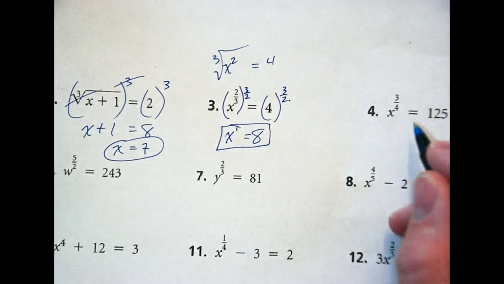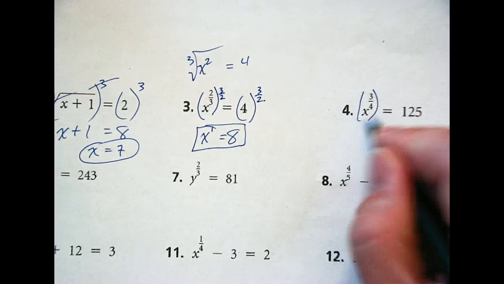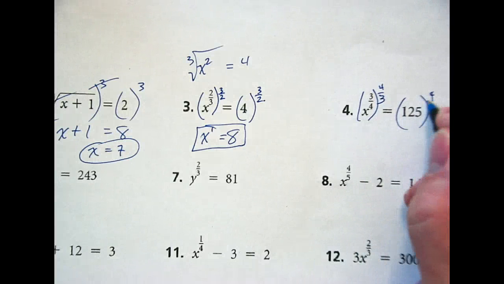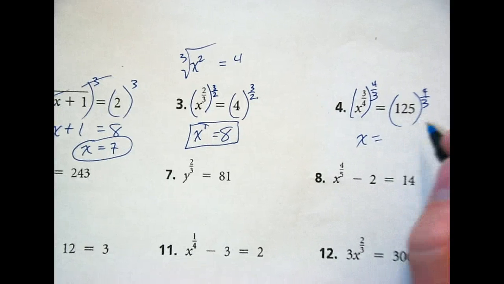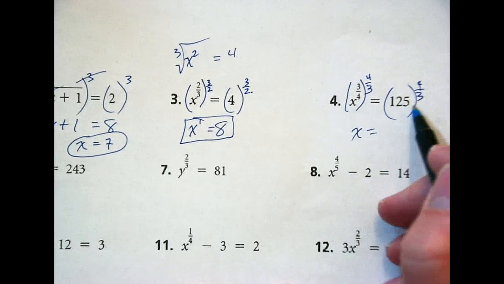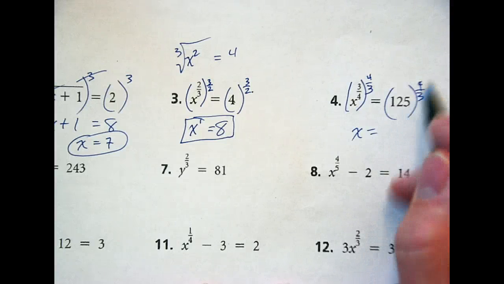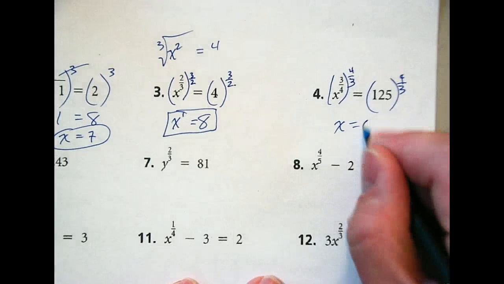Okay, this one right here, tell your neighbor what you raise it to. Good, 4/3. Now when I look at that, I know that 125 to the 4th I can't do in my head, but I can take the cube root of 125. What is that? 5. And then 5 to the 4th is 625.